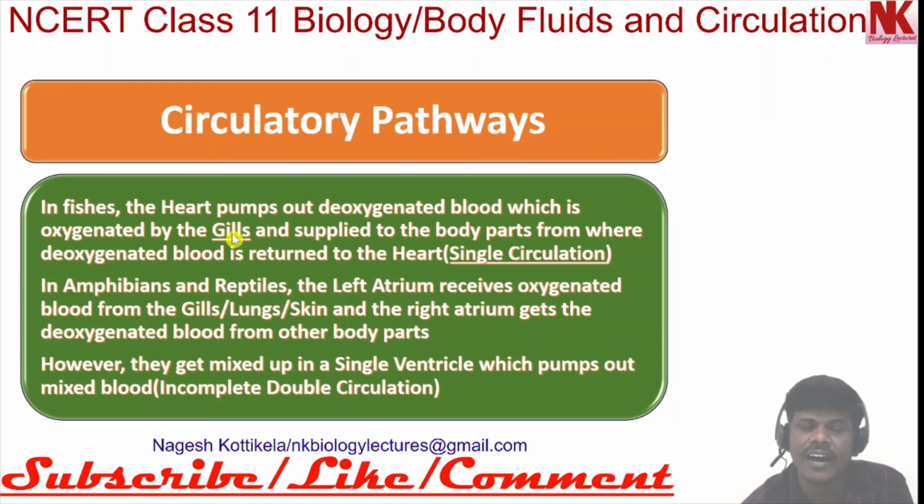And here, the blood is oxygenated and then supplied to body parts, from where the deoxygenated blood is returned to the heart again. So this type of circulation is called single circulation. Blood is passing through the heart once to complete the circuit, and this type of circulation is single circulation. This is found in fishes.